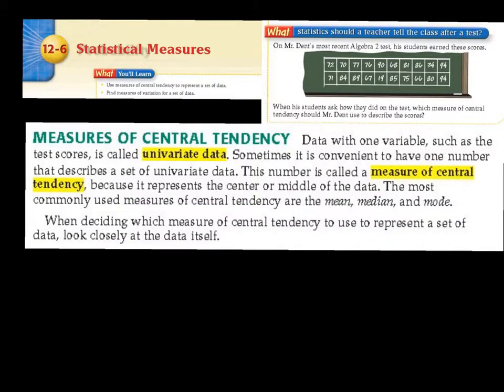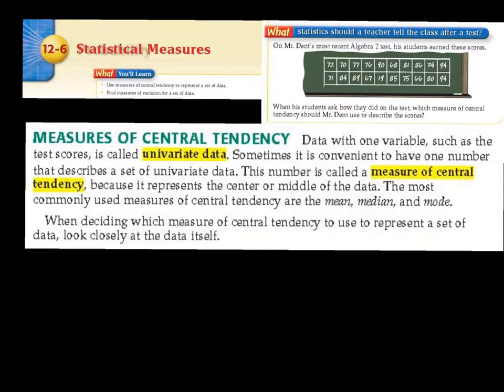Data with one variable, such as the test scores, is called univariate data. Sometimes it is convenient to have one number that describes a set of univariate data. This number is called a measure of central tendency because it represents the center or middle of the data. The most commonly used measures of central tendency are the mean, old average; median, middle of the list; and mode, most often.